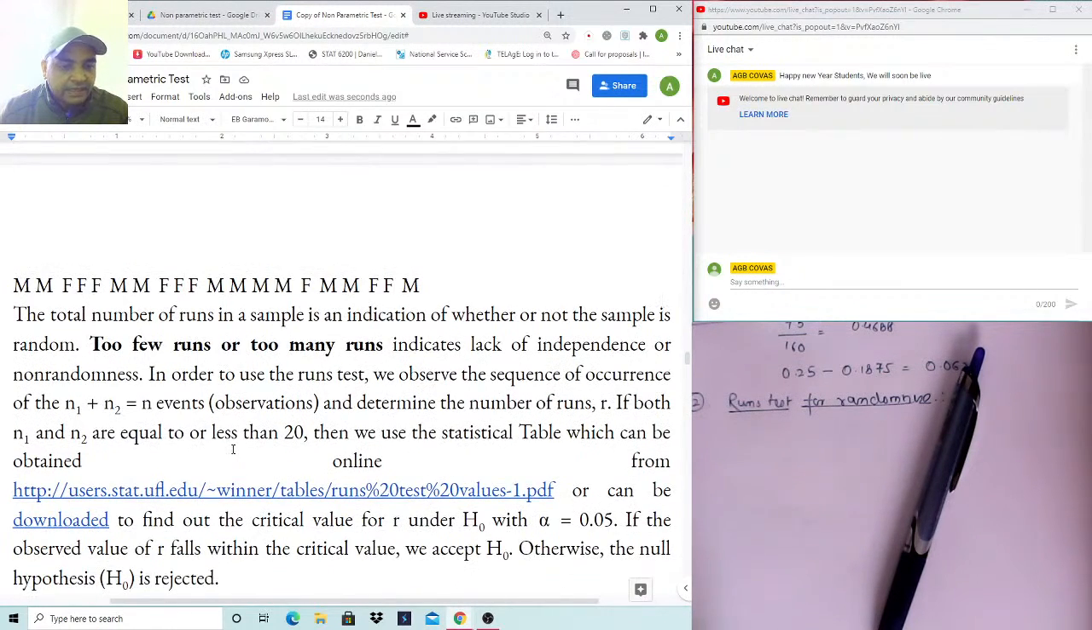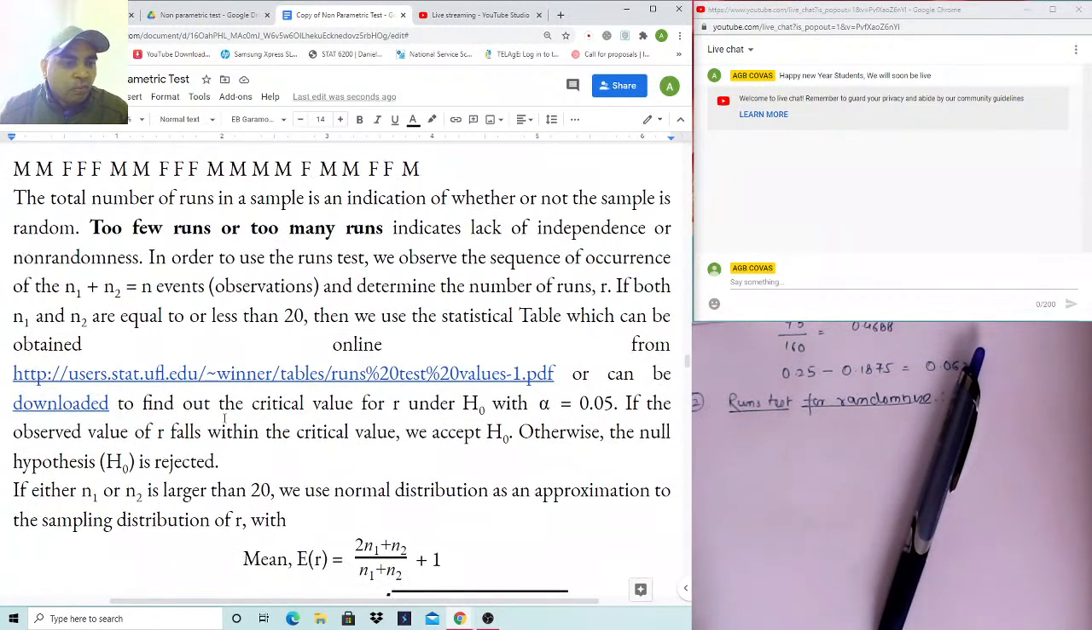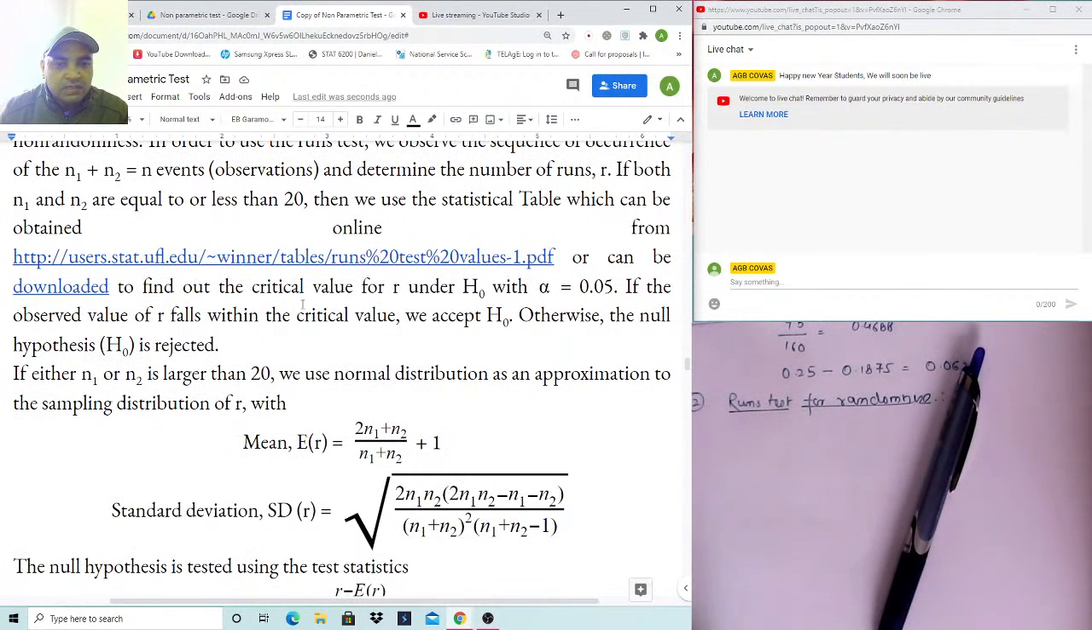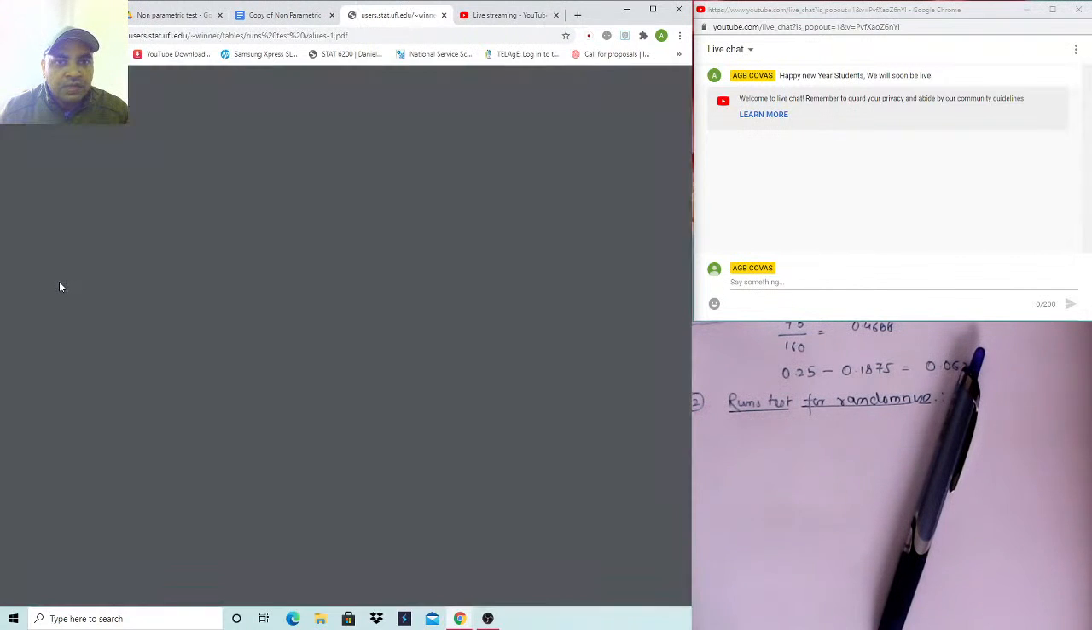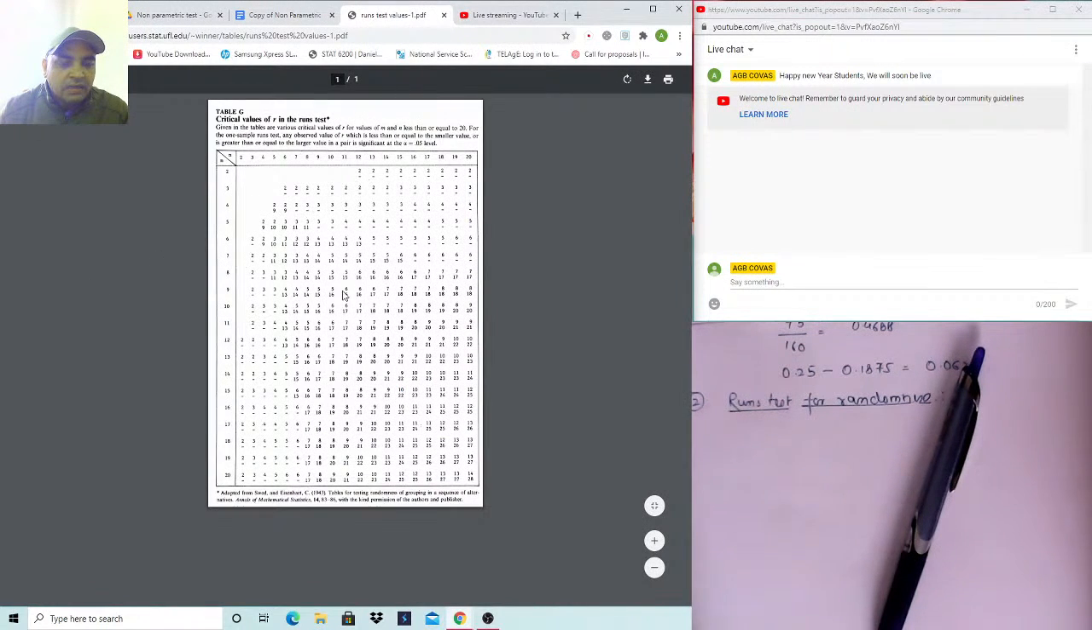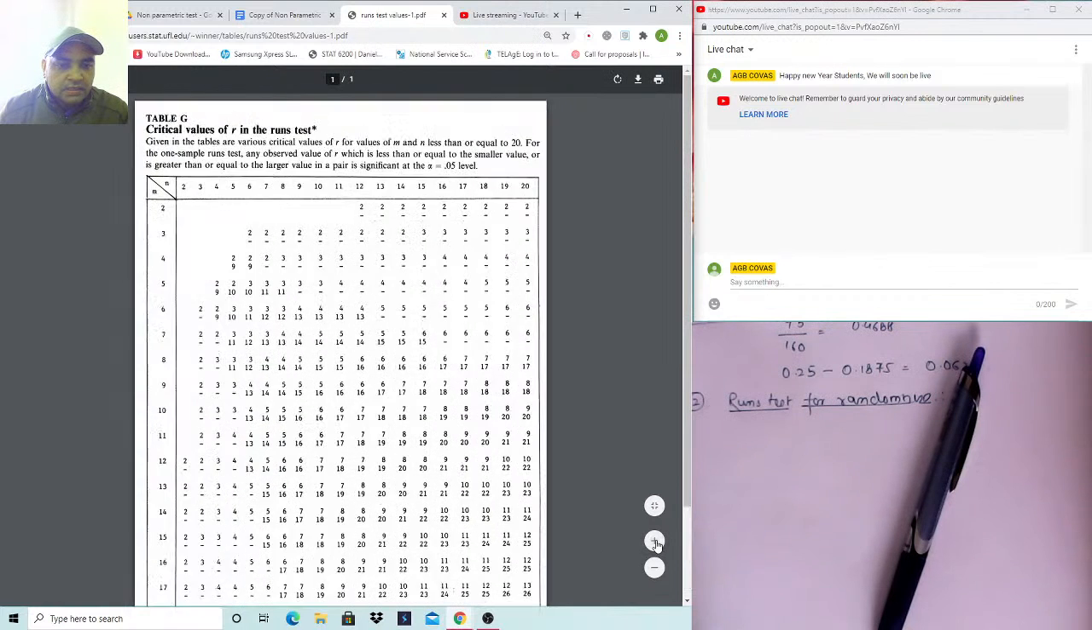Okay, like that. So if both n1 and n2 are equal to or less than 20, then we use the statistical table. If n1 and n2, that is male and female, are either equal to or less than 20, then we can use this table. Which table? So I will just click and make you see. This is available online, so I will just increase the font.